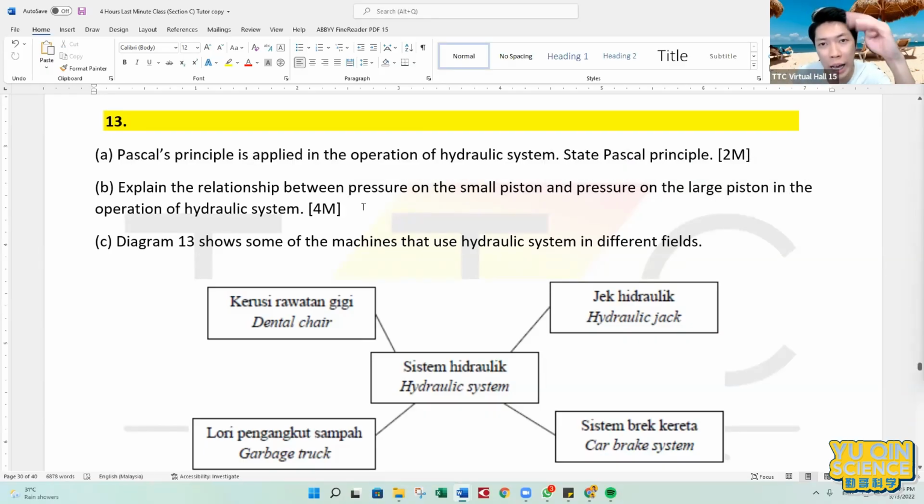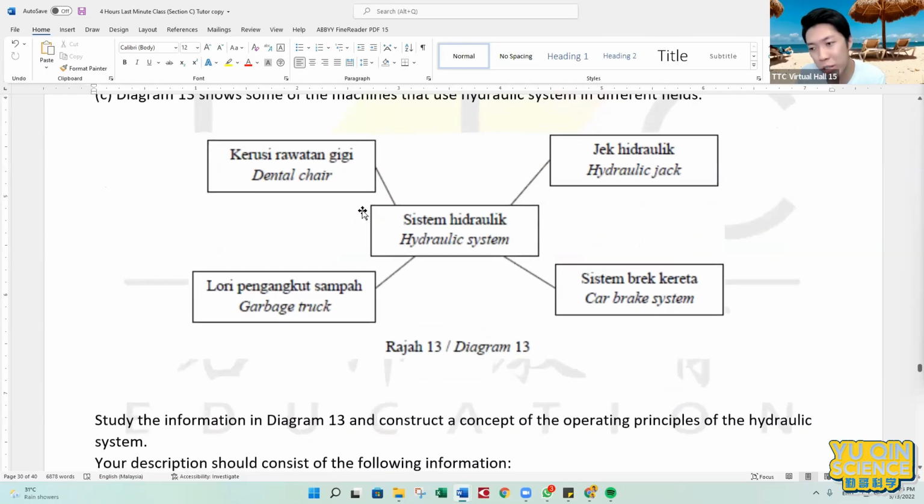When you apply force onto the small piston, pressure is transferred uniformly in the fluid to the large piston and lifts it up. So you have to do the explanation. And I think for 4 marks you need to include your formula also: F1 over A1 equals F2 over A2. Yeah, that takes up 1 mark. Well, that's not the main point though.